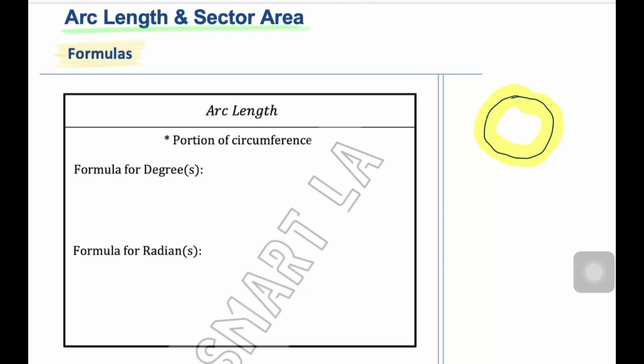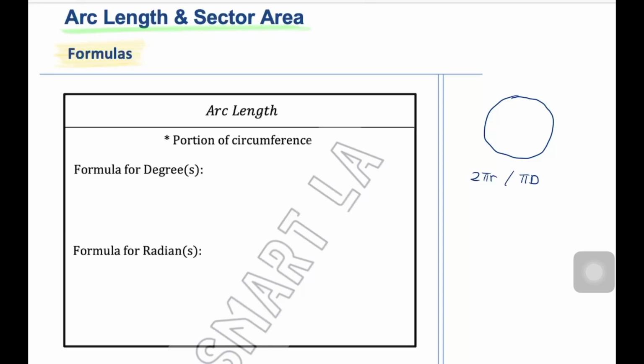The outline, the exterior of your circle. Very commonly, whenever we are asked to find the circumference, we use the formula of 2 pi r or pi d, where d here represents the diameter. Diameter is 2 times the radius, so hence you have these two variations of the formula to find the circumference of a circle. So now, if arc length is a portion of the circumference of a circle, how do we visualize it?